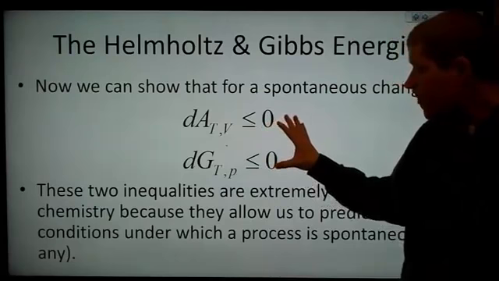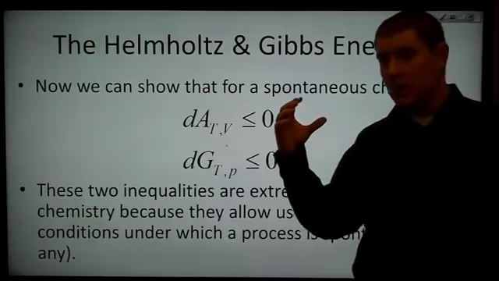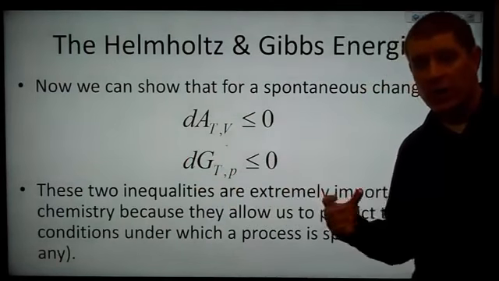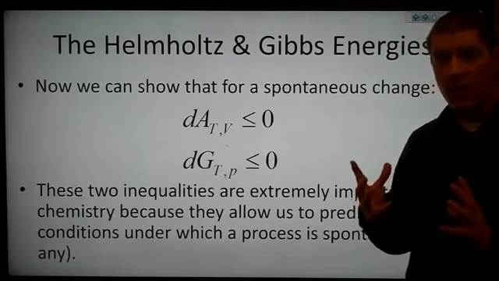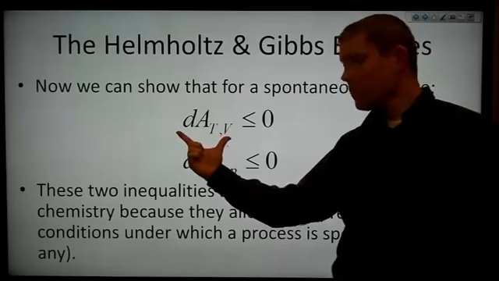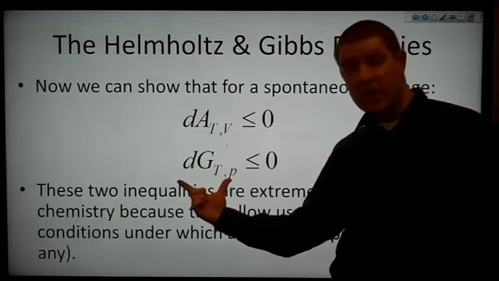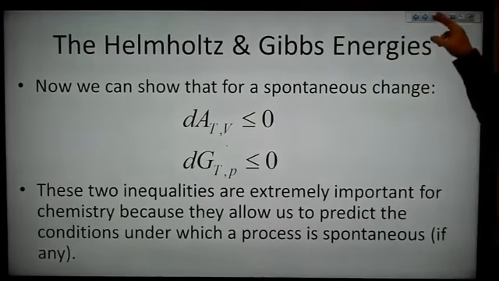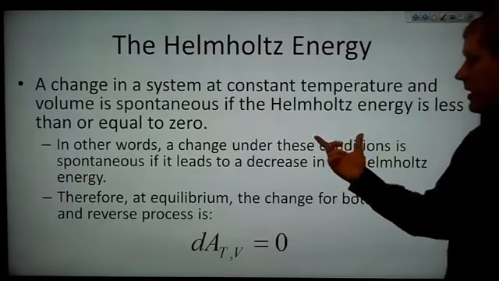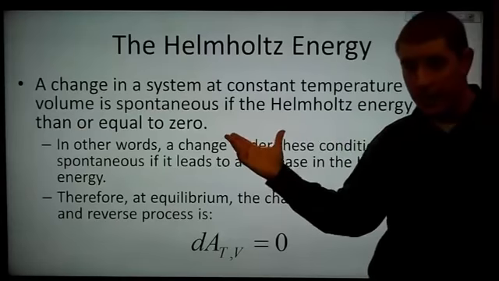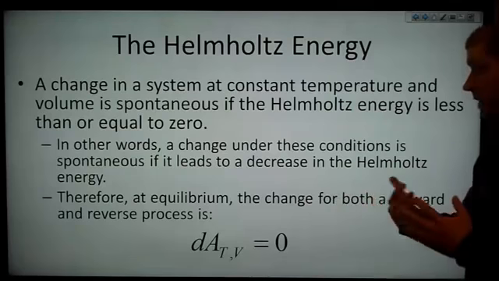So now we've basically wrapped up the entropy and internal energy, or entropy and enthalpy quantities together into one new variable, either the change in Helmholtz energy or the change in Gibbs energy. So, a change in a system at constant temperature and volume is spontaneous if the change in Helmholtz energy is less than or equal to 0. That's what we had on the last slide. In other words, a change under these conditions is spontaneous if it leads to a decrease in the Helmholtz energy.